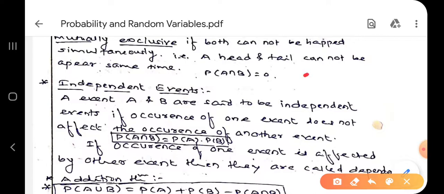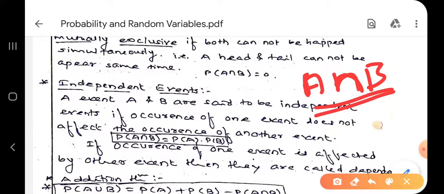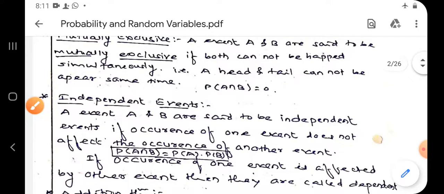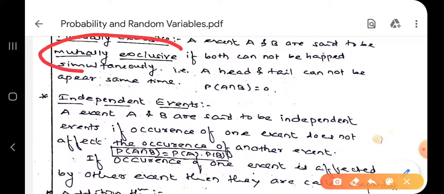A head or tail cannot appear at the same time. Means what? A intersection B is empty there. Therefore, P of A intersection B is 0. Keep in your mind this one. If two events are mutually exclusive, means probability P of A intersection B is equal to 0. Whenever the word mutually exclusive comes, you have to keep in your mind P of A intersection B is 0.